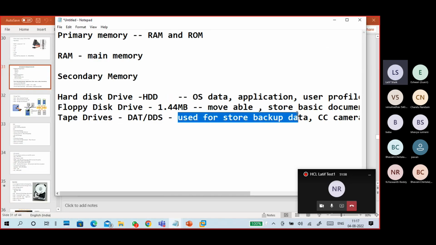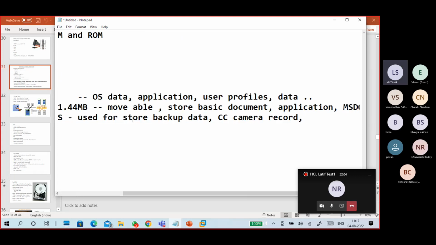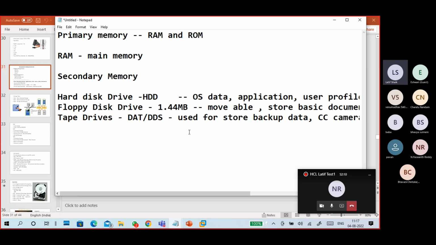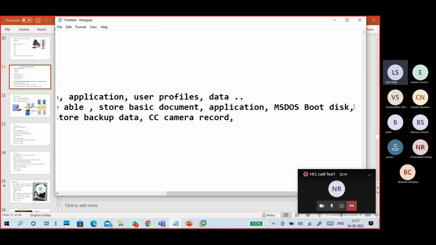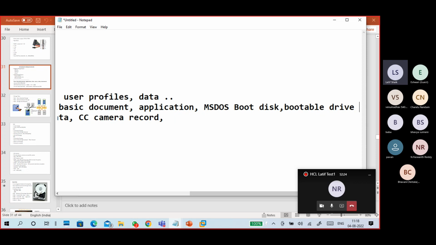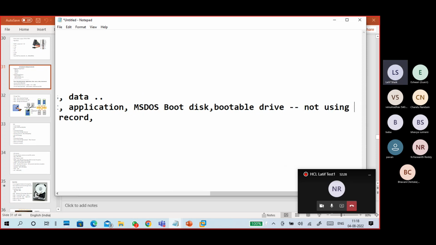So use it to store backup data, CC camera records. That is a DAT. Floppy disk storage is to store a boot disk, a bootable drive. So we can use it as a bootable drive. It is not used currently.